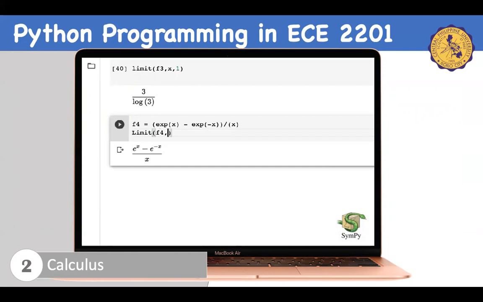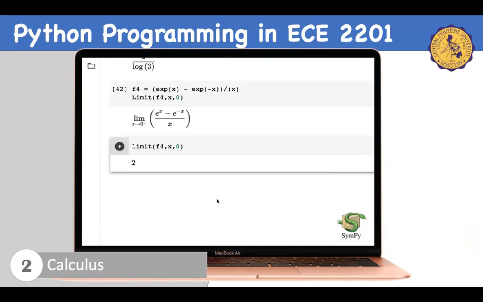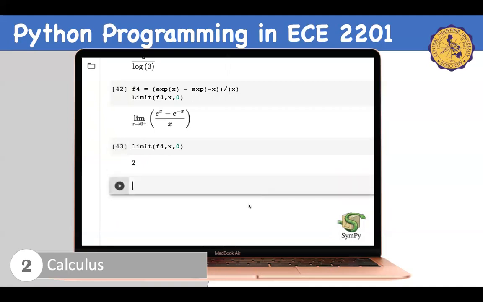Now, if you are going to display the limit as x approaches 0, what will happen? Now, this is just the problem. Okay, now let me solve the limit by typing the lowercase limit of the function f4 when x approaches 0. Run the code. The value will be 2. So if you will notice, you will use L'Hopital's rule in this problem. Okay, that's 2. That's the limit.